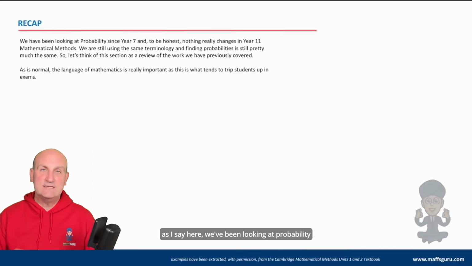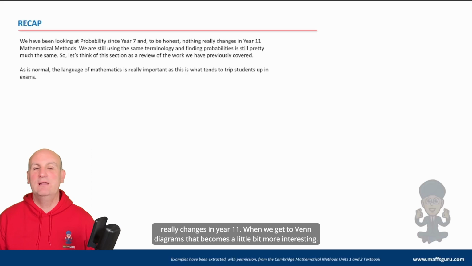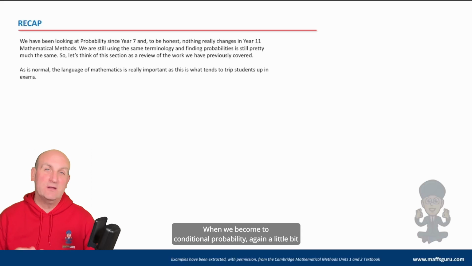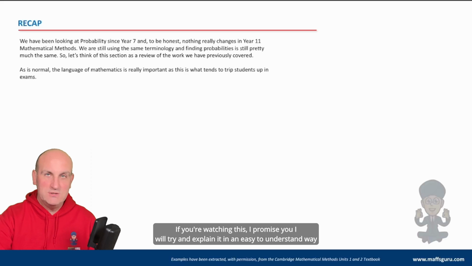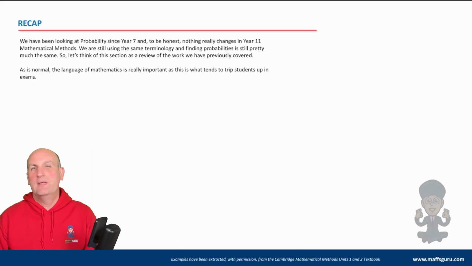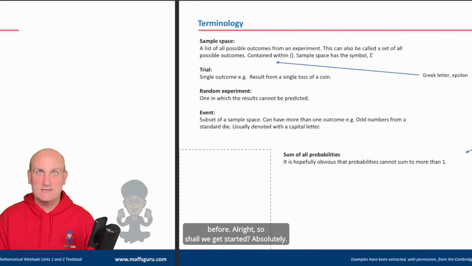Now, as I say here, we've been looking at probability since year 7. And to be honest with you, nothing really changes in year 11. When we get to Venn diagrams, that becomes a little bit more interesting. When we come to conditional probability, again, a little bit more interesting. But let's take this as the foundational stuff. If you're watching this, I promise you, I will try and explain it in an easy to understand way, using terminology and stuff you've already used before. All right, so should we get started?